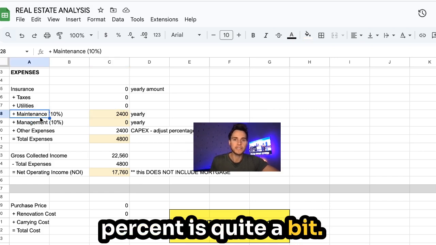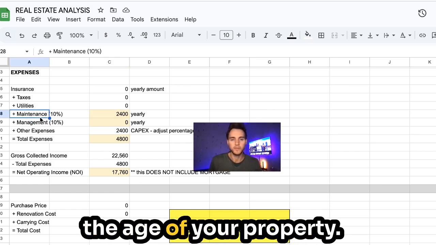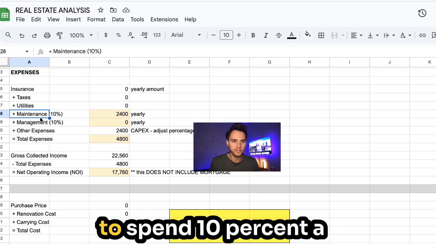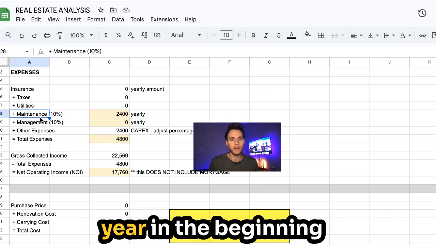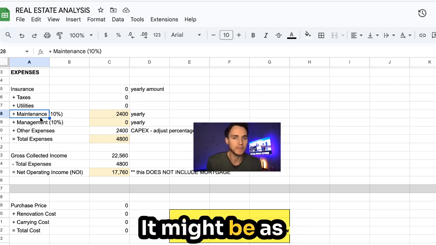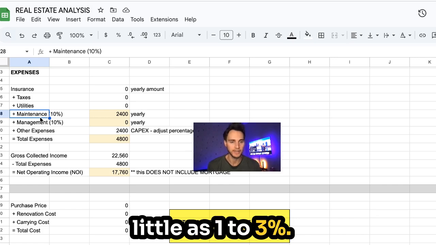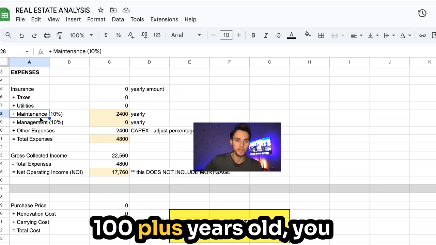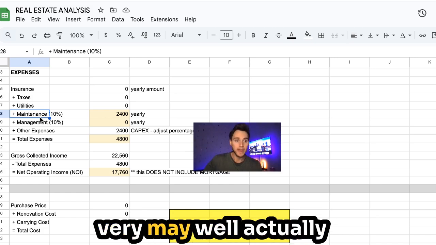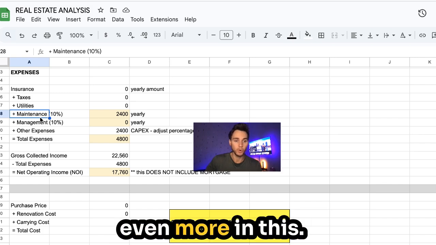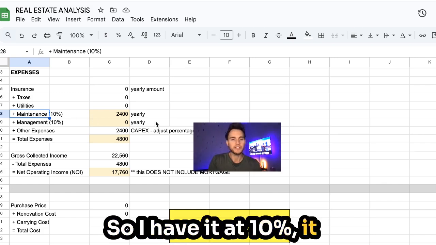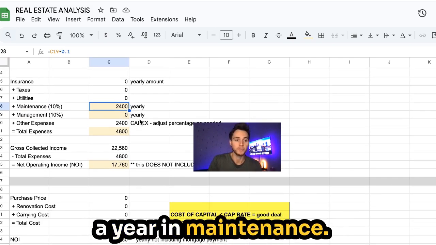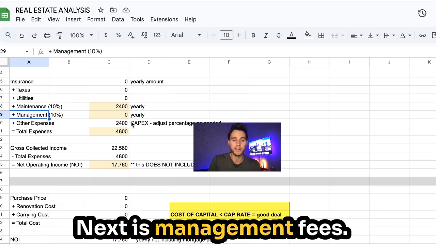10% is quite a bit. This really depends on the age of your property. If you have a brand new built home, you're probably not going to spend 10% a year in the beginning on maintenance. It might be as little as 1 to 3%. But if you have an old property that's 50, 100 plus years old, you may very well actually have 10% or even more in this. So I have it at 10%, it doesn't really matter, but this means that you can expect to spend $2,400 a year in maintenance. Next is management fees.